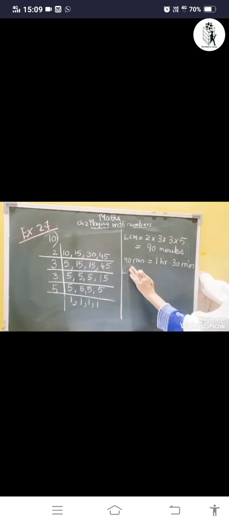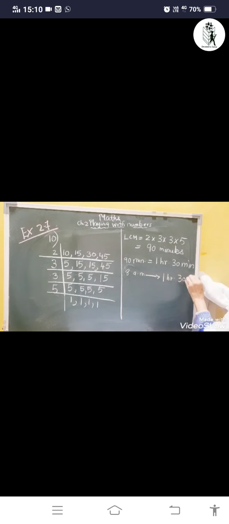Fine? Okay. Now what is the question? If they have tolled at 8 a.m., they will toll again after 1 hour 30 minutes. So calculate that. What time will it be? Suppose it's 8 o'clock. So after 1 hour 30 minutes, what time will it be? 8 to 9, 1 hour, and the 30 minutes. So 9:30 a.m. So the 4 bells will toll together again at 9:30 a.m., that is after 1 hour 30 minutes.